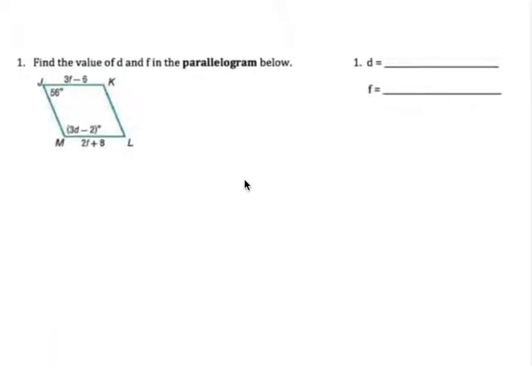Unit 4 Quiz 2 review. So we're going to go over what you need to review for Unit 4 Quiz 2. So let's take a look at number 1. It asks you to find the value of D and F in the parallelogram below. So first of all, let's take a look at F.